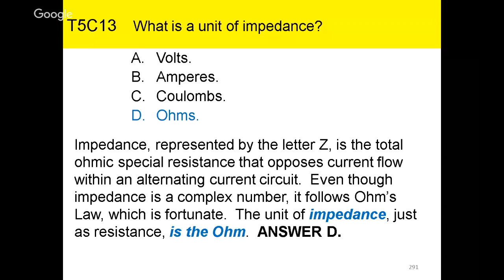If you see the letter R, we're talking about resistance, but it's the ohmic resistance that opposes current flow within an alternating current circuit. So there's a delineation between how resistance is viewed in a DC circuit versus impedance in an AC circuit. And even though it's a complex number, it does again follow Ohm's law very much like the DC does, and that's kind of a good thing. It's just as resistance, it is the ohm. Answer is D.